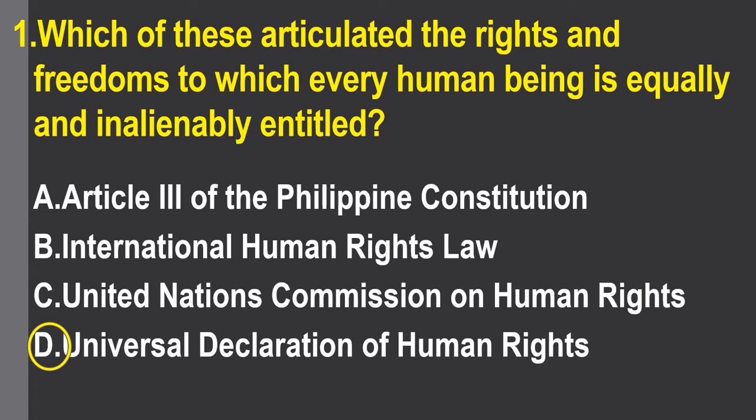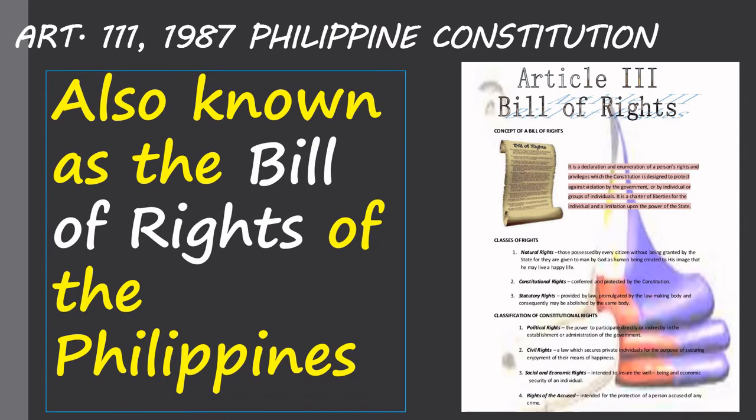So let's take a look at Article 3 of the Philippine Constitution, the International Human Rights Law, and the United Nations Commission on Human Rights. Article 3 of the 1987 Philippine Constitution is also known as the Bill of Rights of the Philippines. So, ito yung basis ng lahat ng human rights sa ating bansa. Ito yung basis ng iba't ibang Republic Act and other special laws promoting and enhancing the implementation of the basic rights of every citizen of this country. It is known as the Bill of Rights.